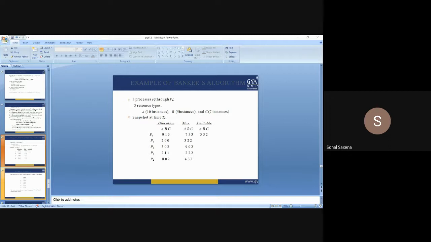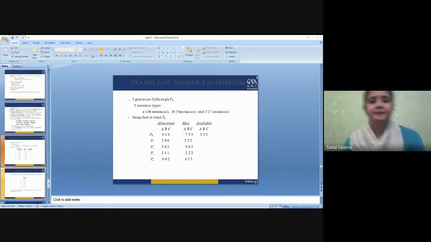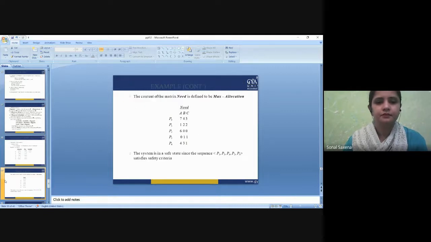So here you can see how many things we are requiring. Now this is the need. How did we find out the need? By subtracting allocation from the maximum matrix. So the system is in safe state since the sequence P1, P3, P4, P2 and P0 satisfy the safety criteria.